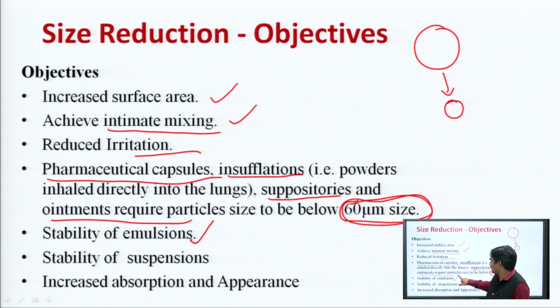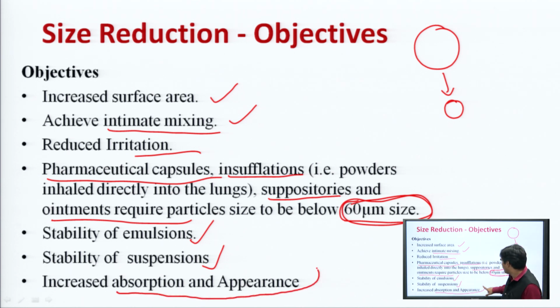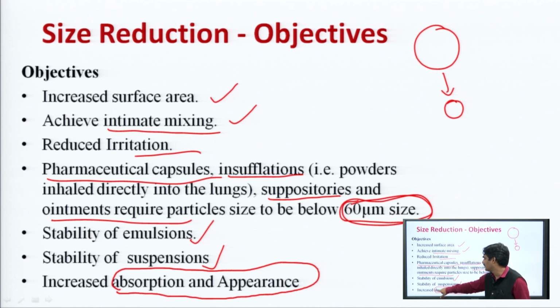It helps in stability of emulsion, it also helps in stability of suspension. The smaller the particle size, more stable will be the emulsions and suspensions. It increases the absorption and appearance of the product also. Absorption means as the particle size is reduced, effective surface area is increased, which leads to the increased absorption or increased solubility of the particles.